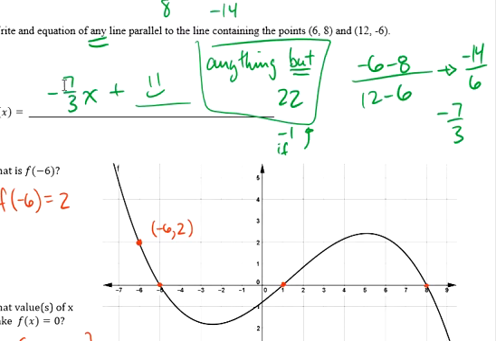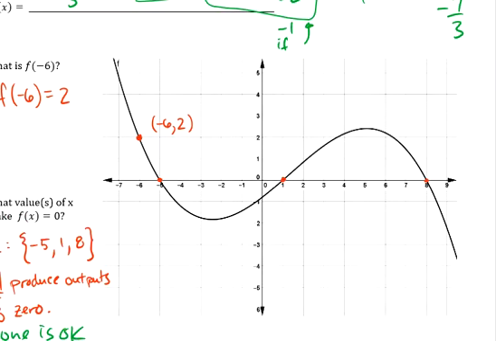And I wrote f of x equals negative 7/3 x plus anything except for 22. And I actually went through and calculated what the y-intercept would be for this. And it's really important that you not say 22, because I think parallel and being the same line twice is kind of a different thing. So a parallel line is not the line that it is. So as long as you put anything except 22, you were fine there.